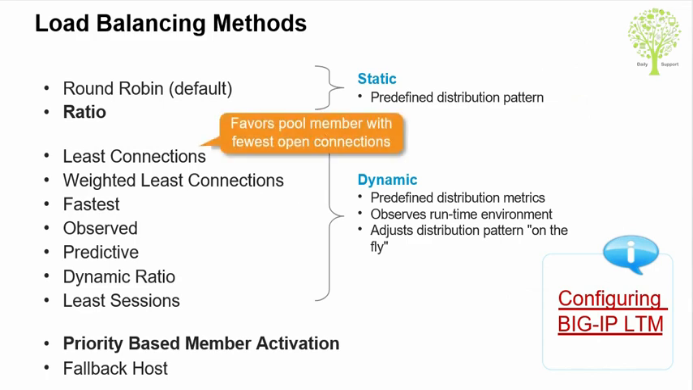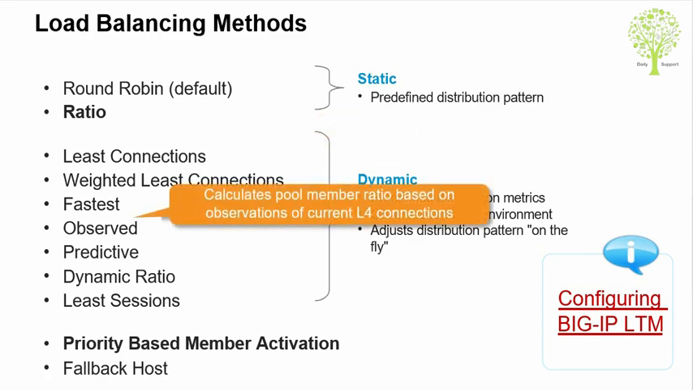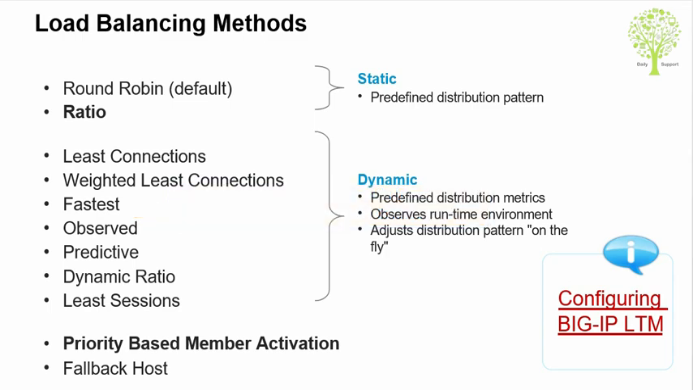For example, least connections is a dynamic load balancing method that favors distributing connections to the pool member that is currently managing the fewest open connections at the time a new connection request is received. The observed method regularly observes the L4 connections to each pool member and then uses that information to create a ratio for load balancing, which is then used to distribute connections among available pool members. We'll focus on the other static load balancing method called ratio and a supporting failure mechanism called priority-based member activation.